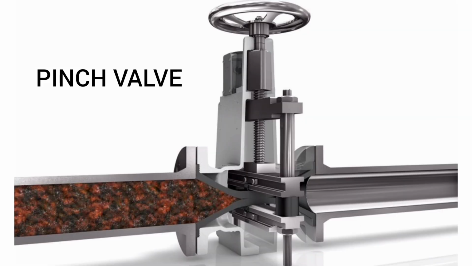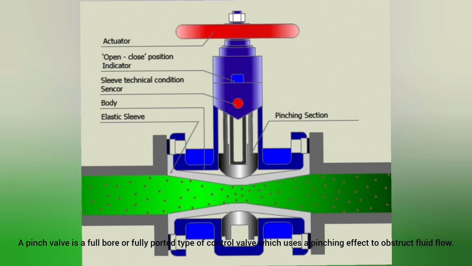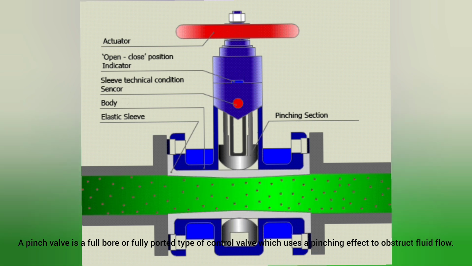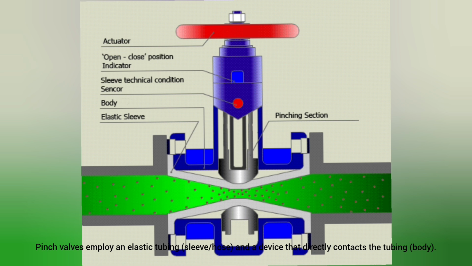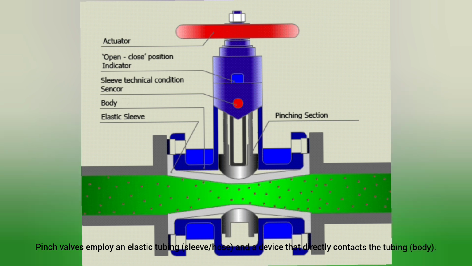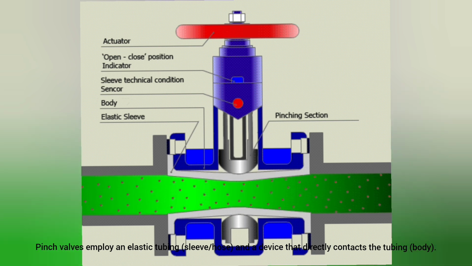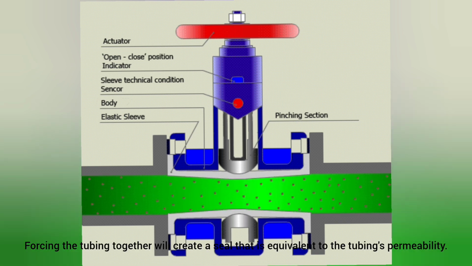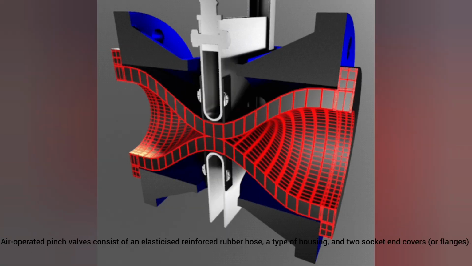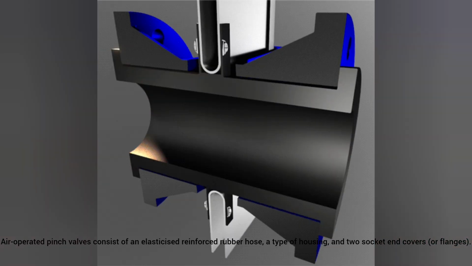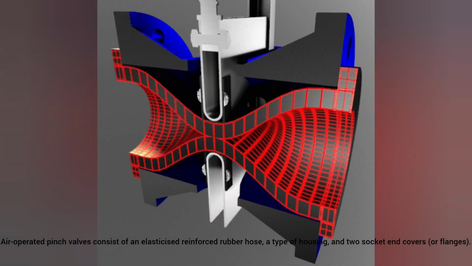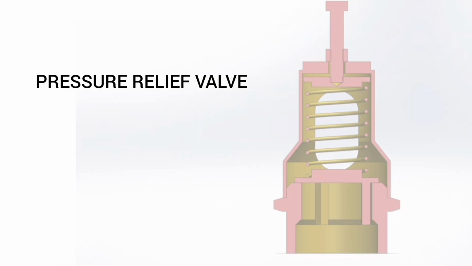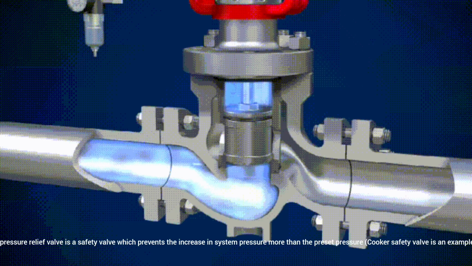Next, pinch valve. A pinch valve is a full-bore or fully ported type of control valve which uses a pinching effect to obstruct fluid flow. Pinch valves employ an elastic tubing, sleeve hose, and a device that directly contacts the tubing body. Forcing the tubing together will create a seal that is equivalent to the tubing's permeability. Air-operated pinch valves consist of an elasticized reinforced rubber hose, a type of housing, and two socket end covers, or flanges.